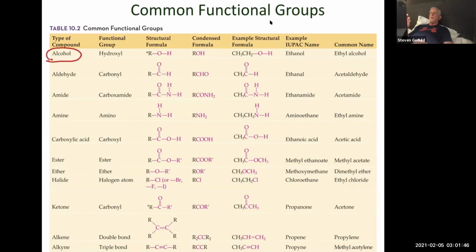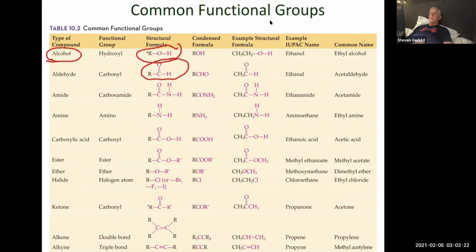So we have alcohol as a functional group. This is a general formula for an alcohol. Whenever you see an R in organic chemistry, it just means a hydrocarbon group. It could be 1 carbon, 2 carbons, 3 carbons, whatever. So there's an OH group attached to a carbon chain. That's an alcohol. An aldehyde is an R group attached to a C double bond O and a hydrogen. That's an aldehyde group.